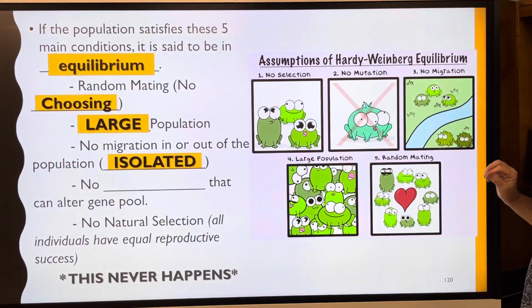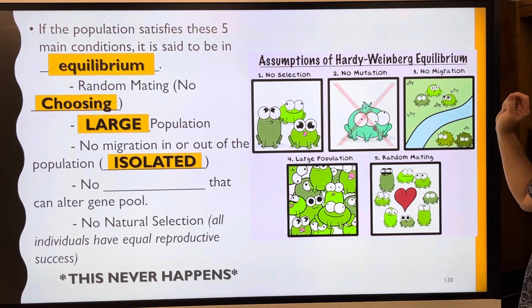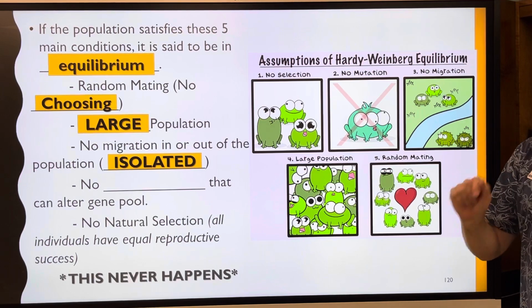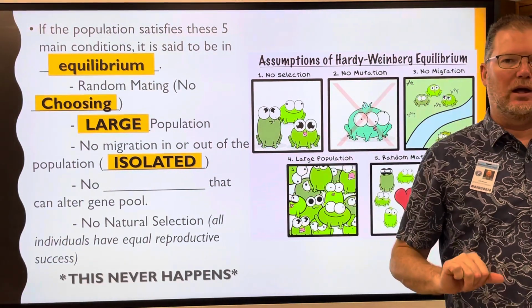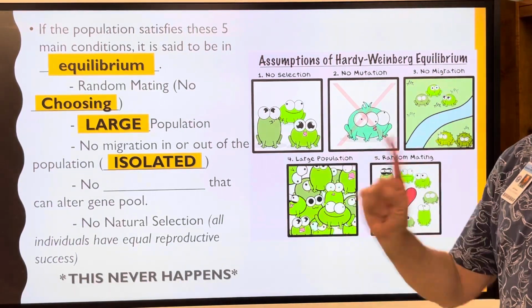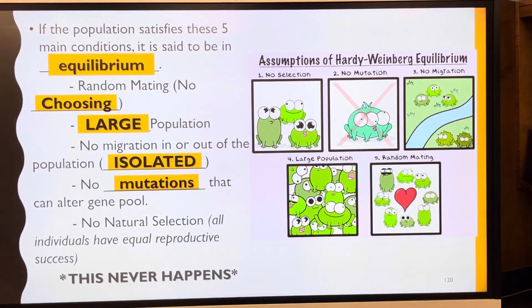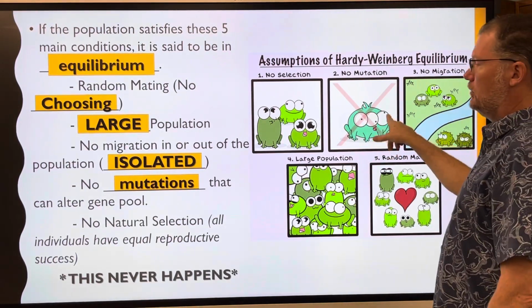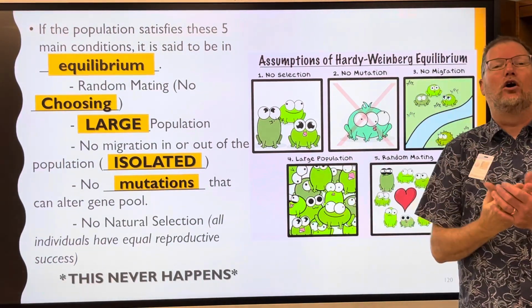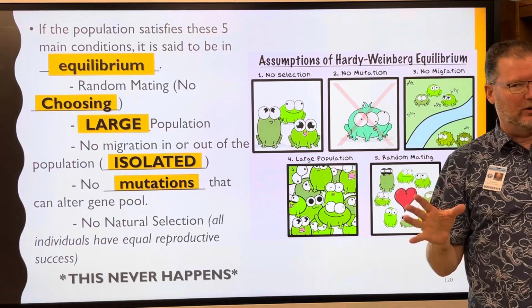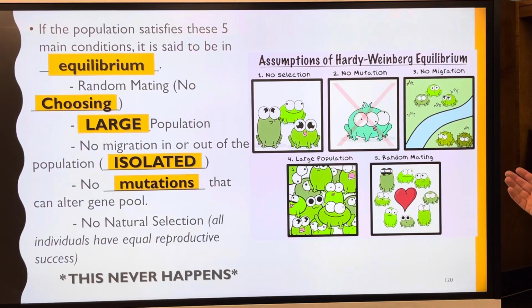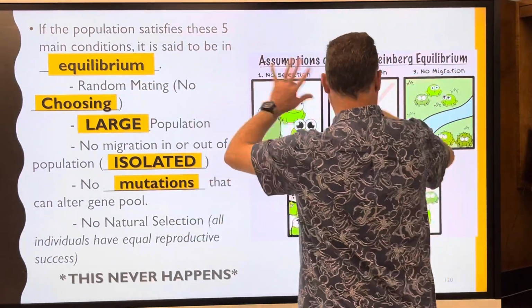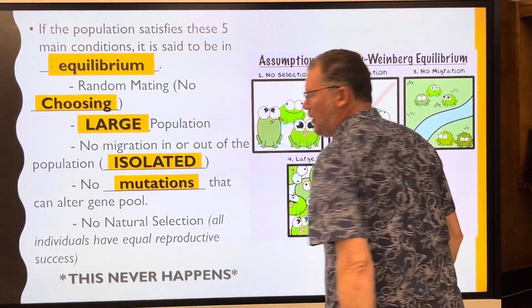So this one, okay? See how these are different species? So that doesn't always happen either. It's very rare for there to be isolation. There's always migration in and out of populations. No mutations that can occur. That doesn't happen either. Mutations always happen. This is an extreme example, but three-eyed frog, but that doesn't happen either. So the point is that none of these things ever happen.